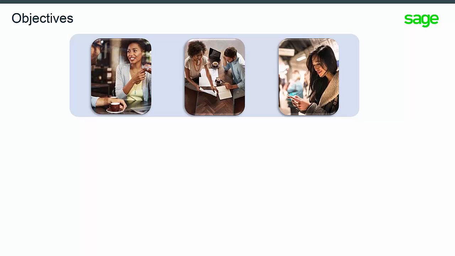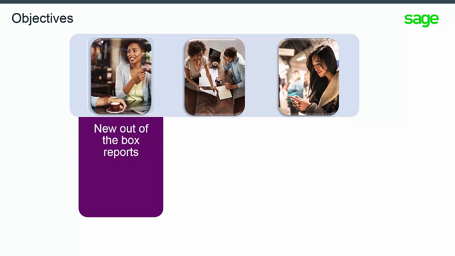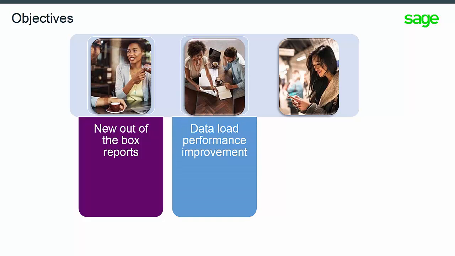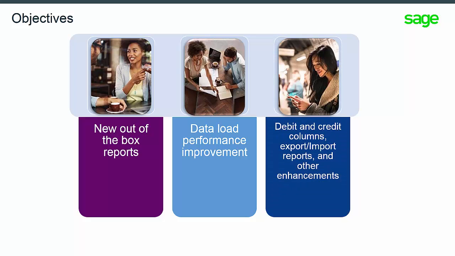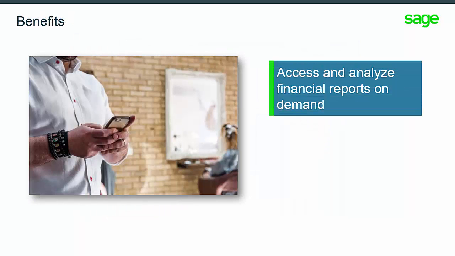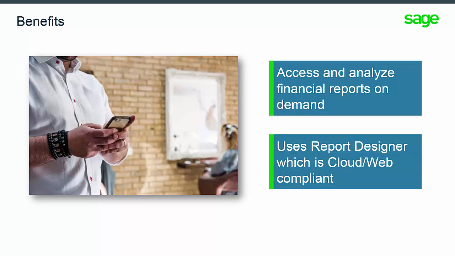In this module, you will learn about new out-of-the-box reports delivered in Sage Intelligence, the data load performance improvements, and the additional options such as debit and credit columns, export-import reports, show-hide rows based on account with debit or credit balance that have been added. Users now have access and can analyze their financial reports on demand, anywhere, anytime, and have an easy-to-use report designer that is cloud and web compliant.